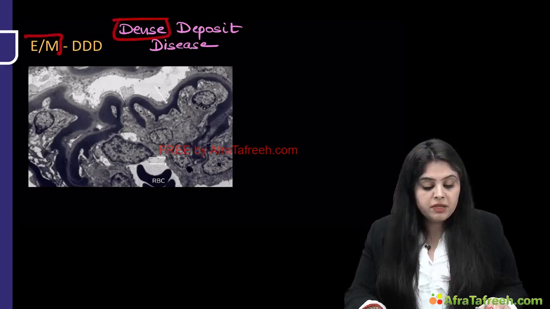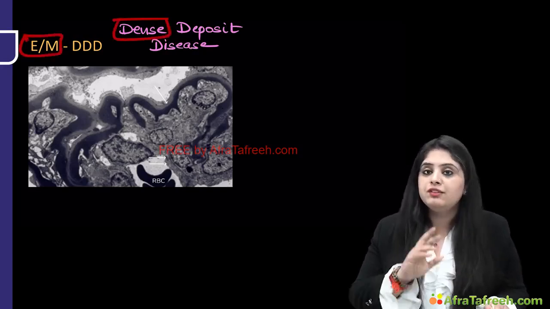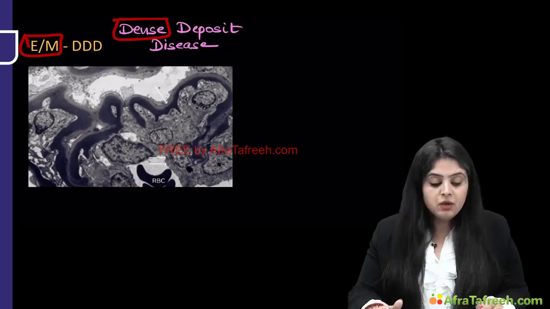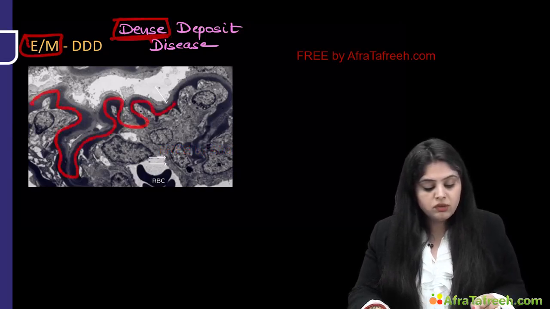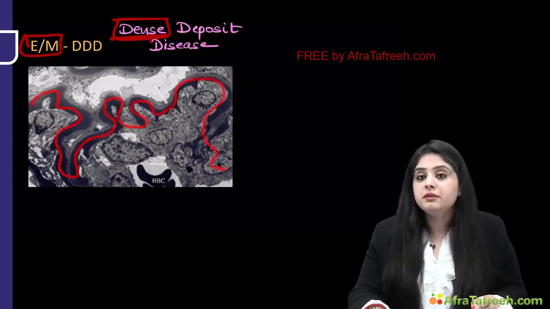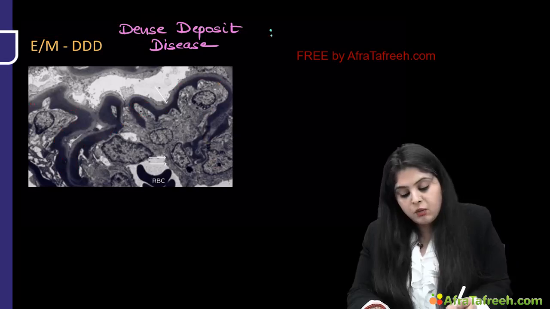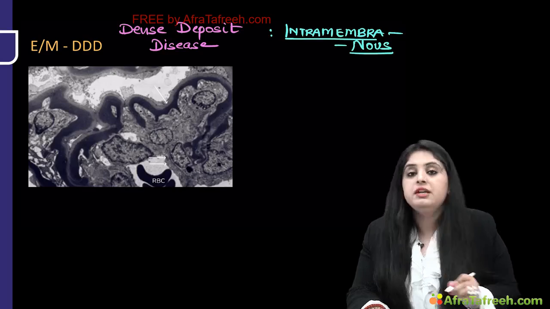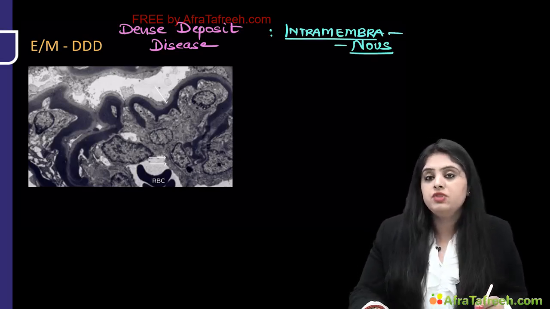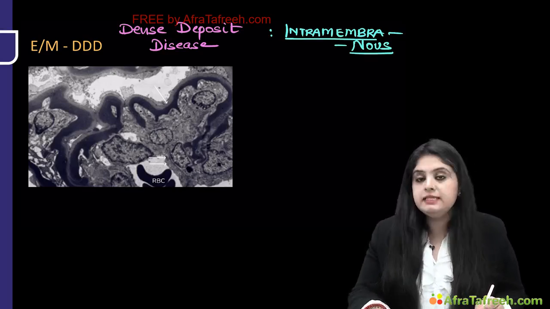This is a black and white picture called an electron microscope, so it has only 2 colors, black and white. What is dense? Dense black. You can see there's a dense black thing going all throughout. That's the basement membrane. So basically, whatever is going to get affected, an intramembranous deposit is going to occur. Intramembranous deposit is for MPGN type 2, which is DDD.